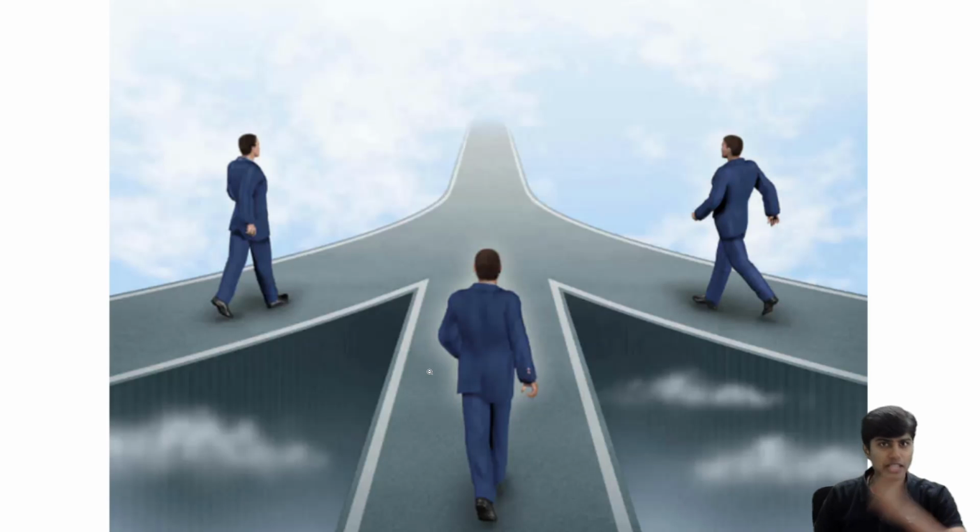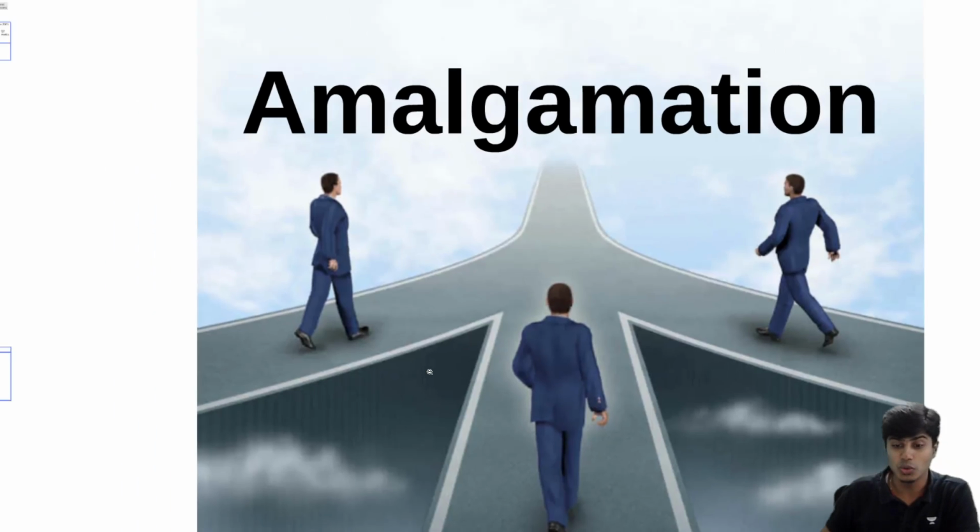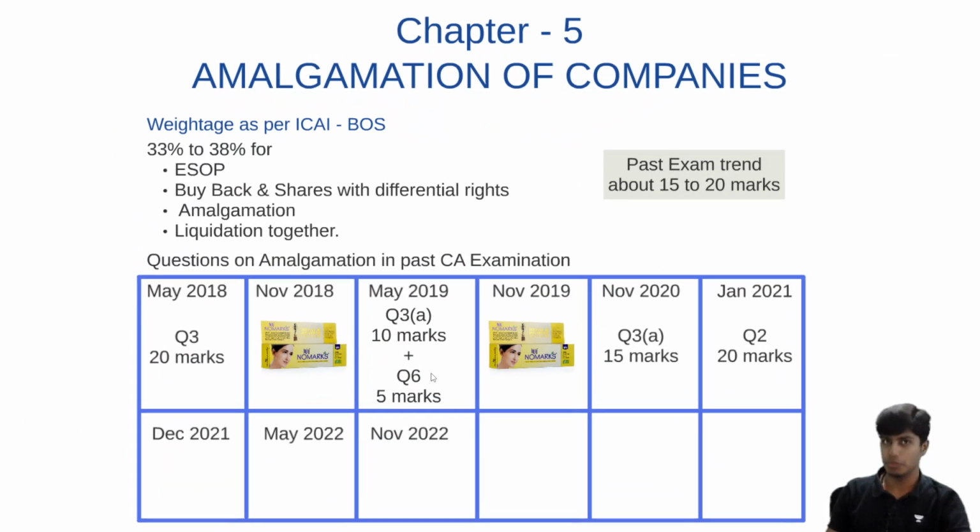So I'll just quickly revise what we've discussed in the previous three parts, in case you didn't watch the last three videos, or even if you have, just to help you revise. We started with amalgamation, and then it told you the weightage of amalgamation as per BOS knowledge portal, which is 33 to 38%, which comes down to be total for ESOP, buyback, amalgamation, and liquidation. The past trend of examination tells that 15 to 20 marks can be expected from this chapter. And I've also given you the analysis of how much marks it's come from each of that.